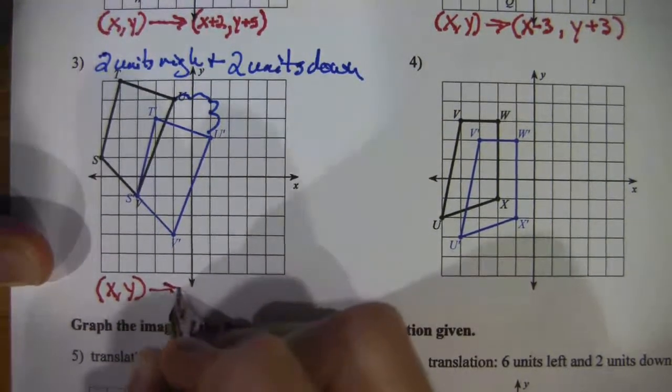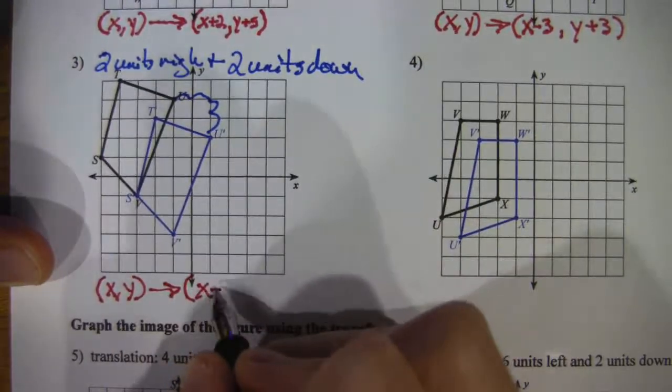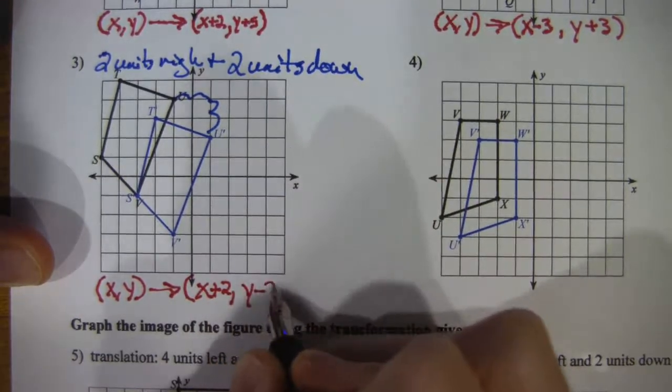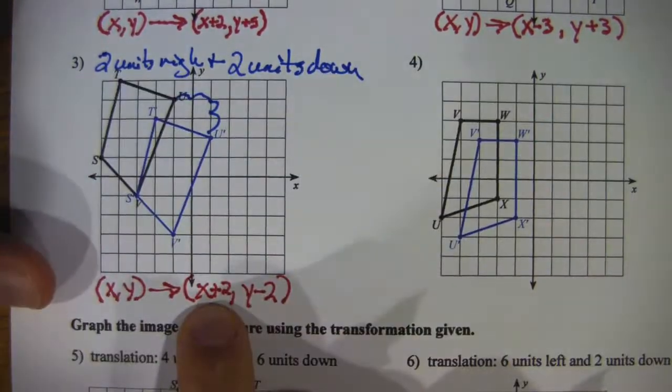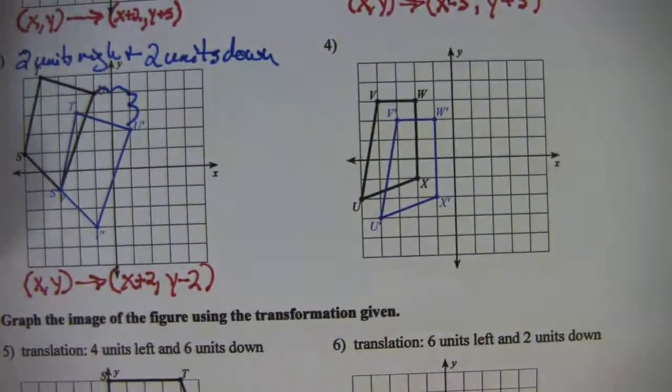Now let's draw what the image looks like. If I went 2 to the right, that's x add 2. And if I went down, that's y subtract 2. So remember, right is positive, down is a negative issue. All right, let's do this last one.